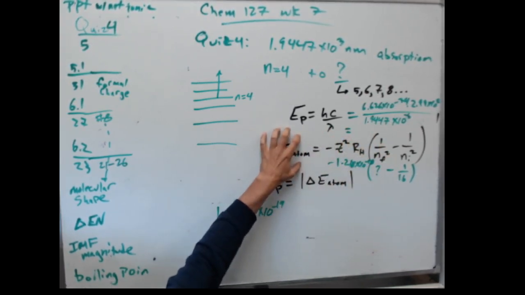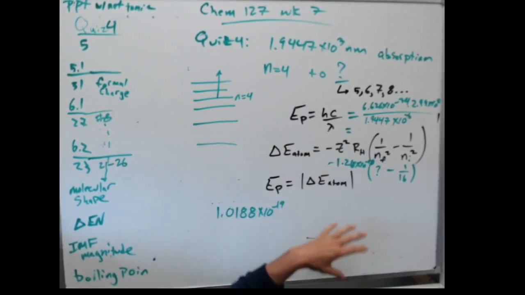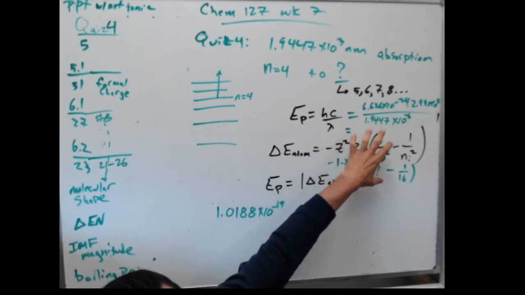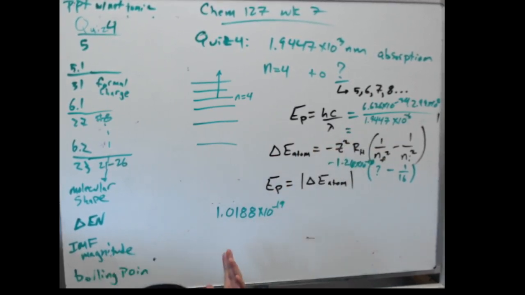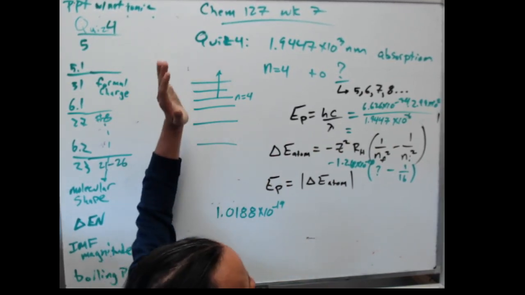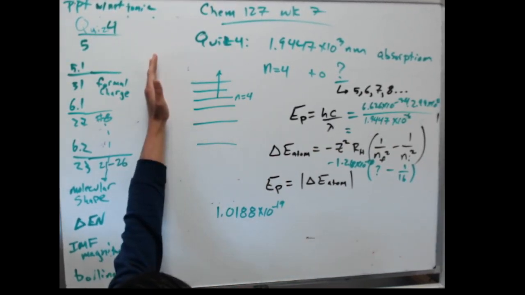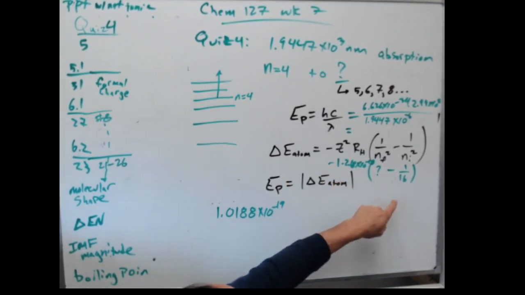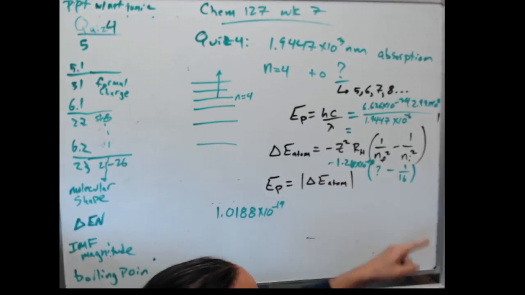If we could calculate the energy of the atom was positive, it would just be positive and we're good. If we calculated the change in energy of the atom was negative, we just drop the minus sign and we're good. In this situation, I know the change in energy of the atom should be positive. I know that my n final has to be a bigger number.